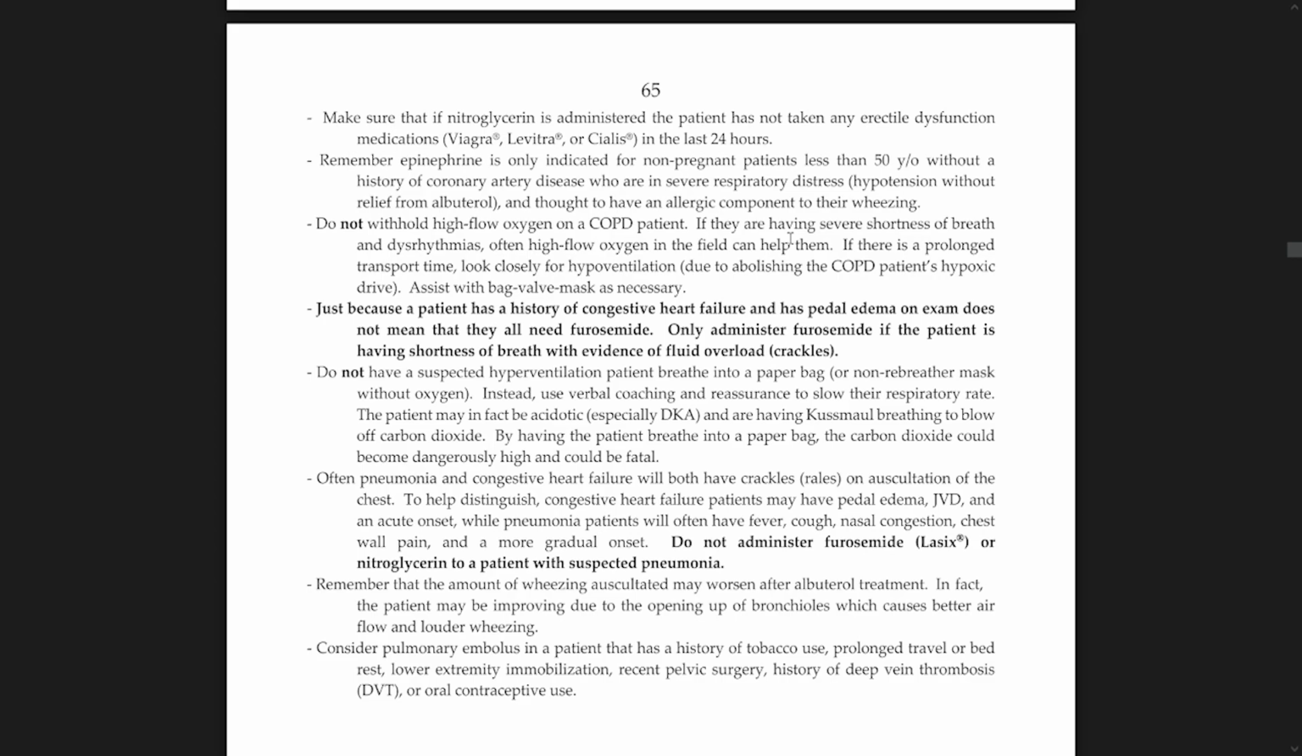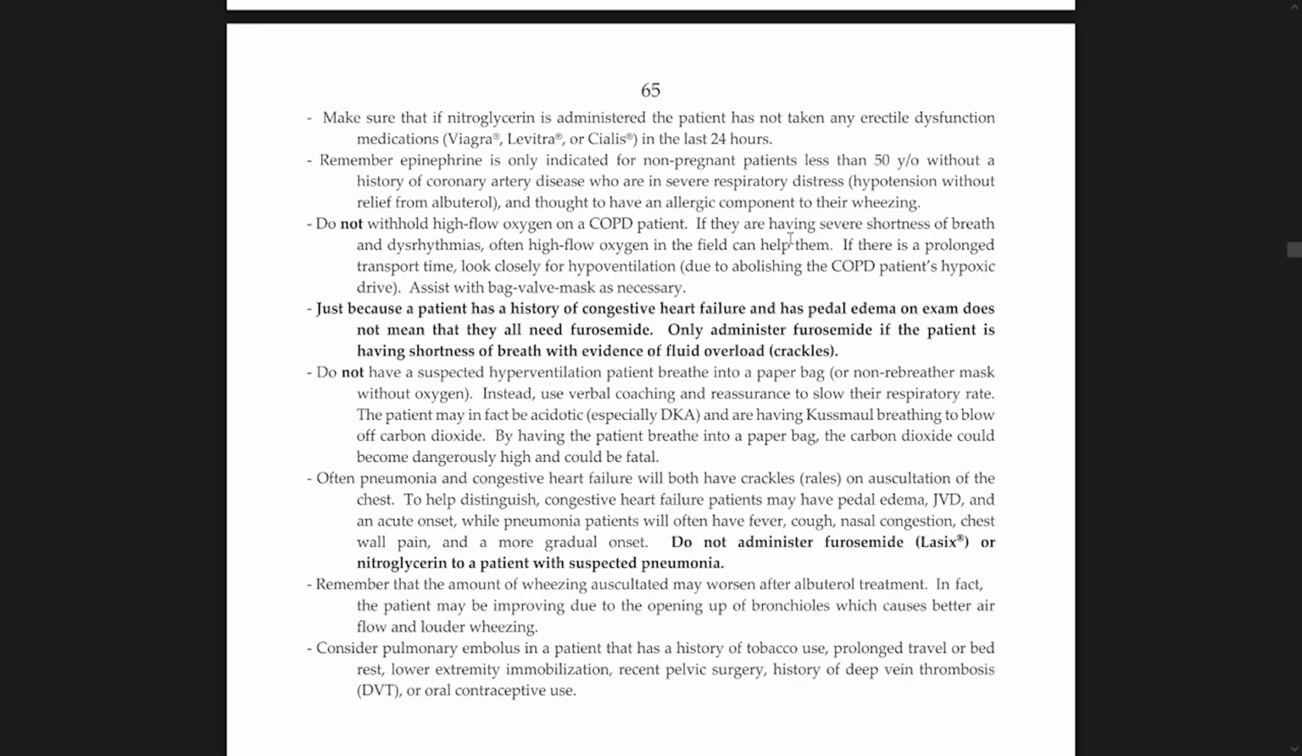Just because a patient has a history of CHF and has pedal edema on exam does not mean that they all need furosemide. Only administer furosemide if the patient is having shortness of breath with evidence of fluid overload or crackles. Do not have a suspected hyperventilation patient breathe into a paper bag or a non-rebreather mask without oxygen. Instead, use verbal coaching and reassurance to slow the respiratory rate.